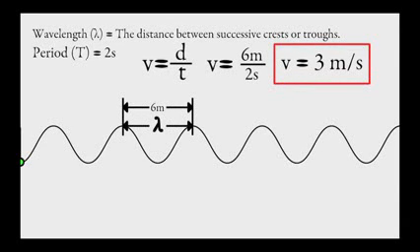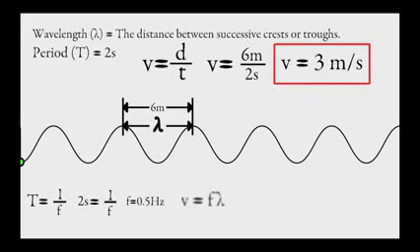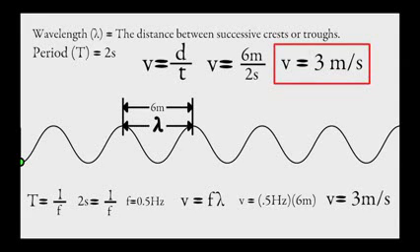So we've seen that we can use V equals d over t to find the speed of the wave. But what if we use the period, 2 seconds, to figure out the frequency? Then we can use our new formula, V equals f lambda, put in the frequency, and add in the wavelength, and we can see that we get the same exact answer, 3 meters per second. We should box this up because that's pretty exciting.